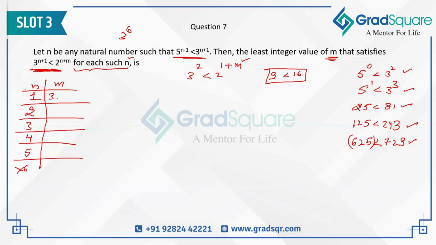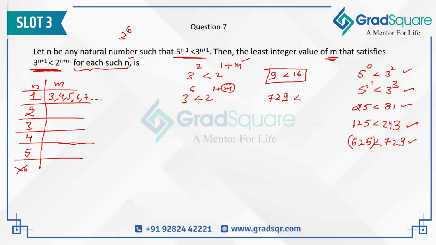So what are the values of m that I'm getting now? 3, 4, 5, 6, 7. I'm just writing a few more values so that I'm able to compare what the common values are. Now look at the value 5 over here, and you are taking the value of n as 5. It will become 3 to the power of 6, which is 729, and you want this 729 to be lesser than 2 to the power of 1 plus m.